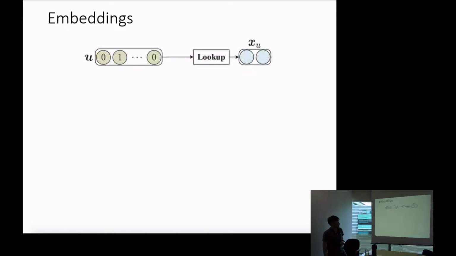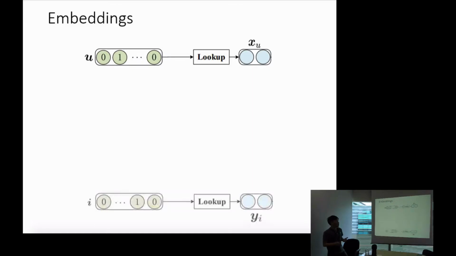So I start first with the embeddings. Those neural network models start with embeddings. I start with the first layer of the embeddings. What we have here is that the user is one-hot encoded, and we look up in the table to get the embedding of the user, x_u. Similarly, we have the embedding for items, y_i.